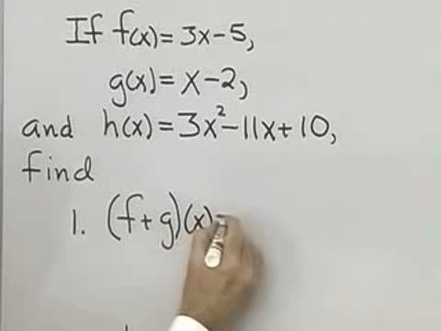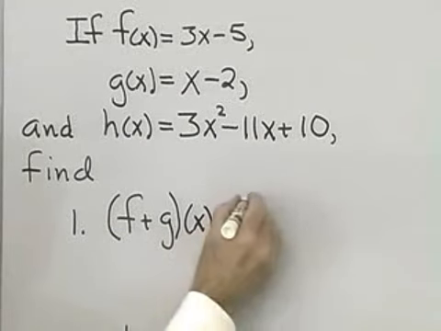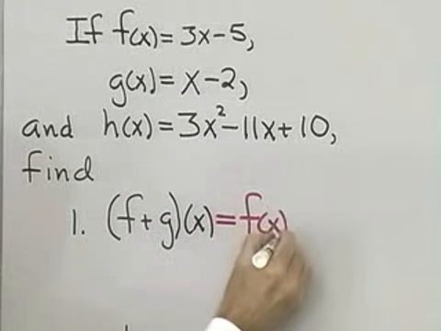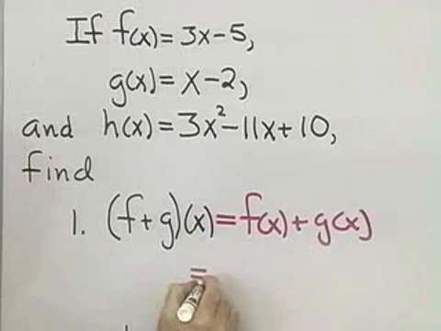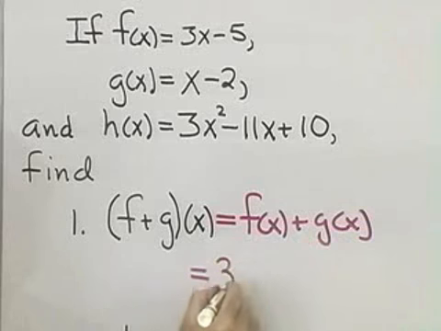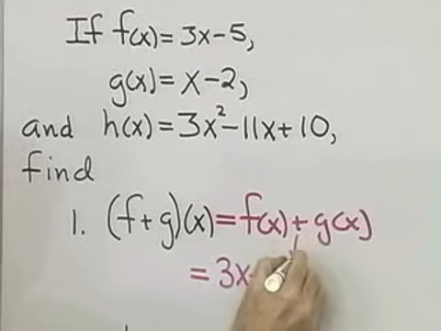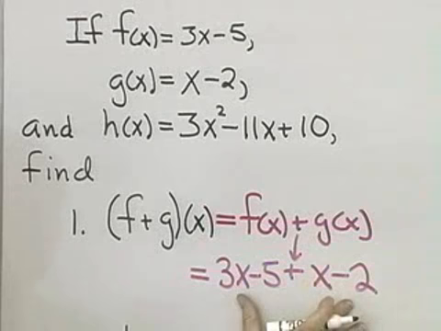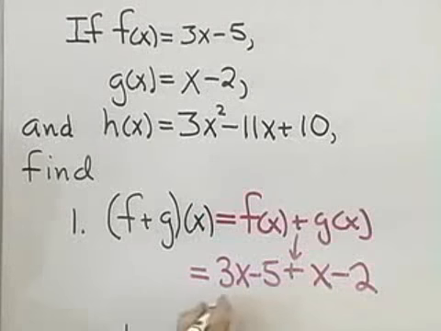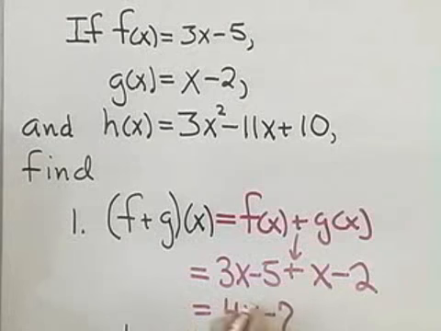Well, the definition for the sum of two functions is just their sum, f of x plus g of x. So I'll go up and write down f of x, which is 3x minus 5, plus I'm going to add to that g of x, which is x minus 2. So that's just some simple algebra. Now I'll combine similar terms, and I'll end up with 4x minus 7.